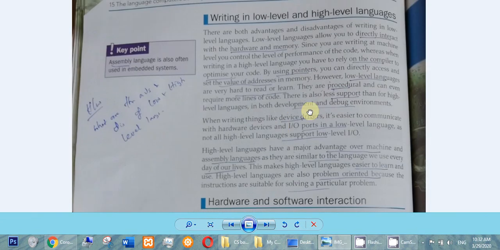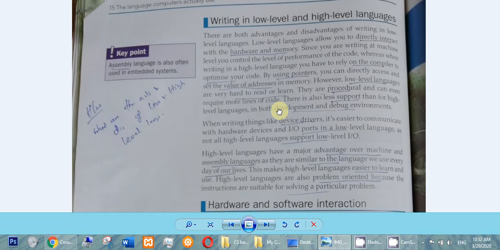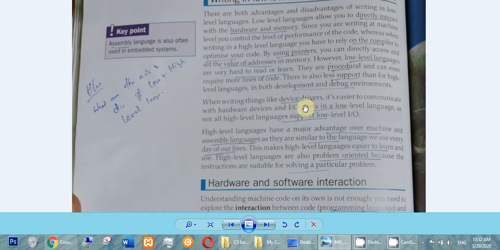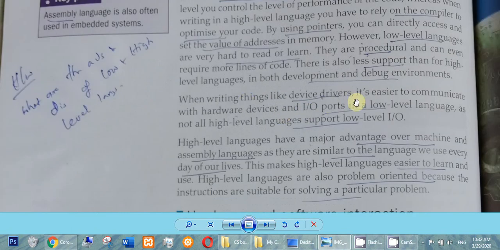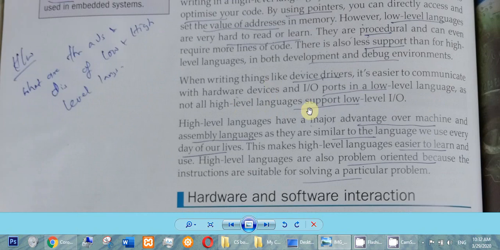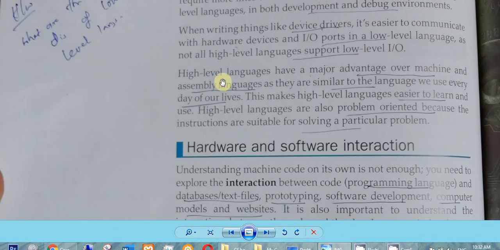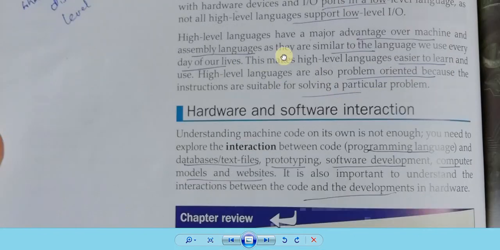Right. Because of the hardware support in these low-level languages, they are mostly used to write system software such as device drivers, because device drivers directly talk to the input-output devices, right? When writing things like device drivers, it is easy to communicate with the hardware device and IO ports in a low-level language, as not all high-level languages support low-level IO, right? High-level languages have a major advantage over machine and assembly language, as they are similar to the language we use in everyday life, right?